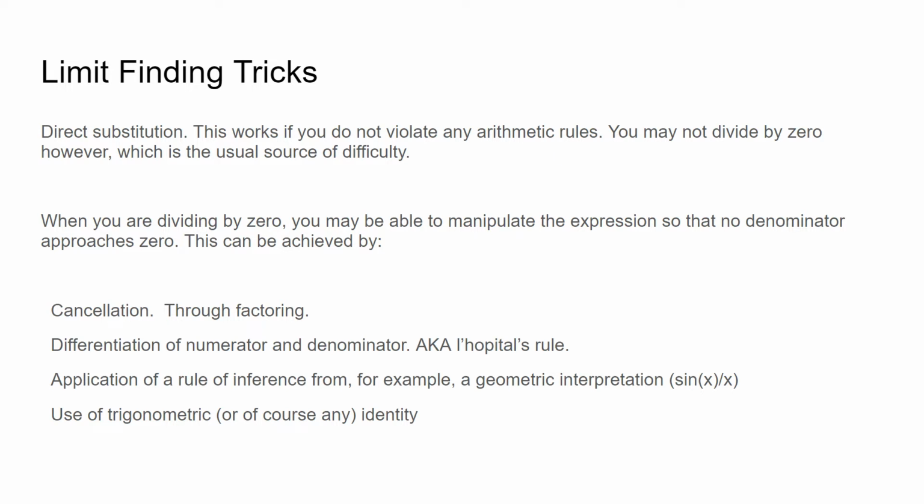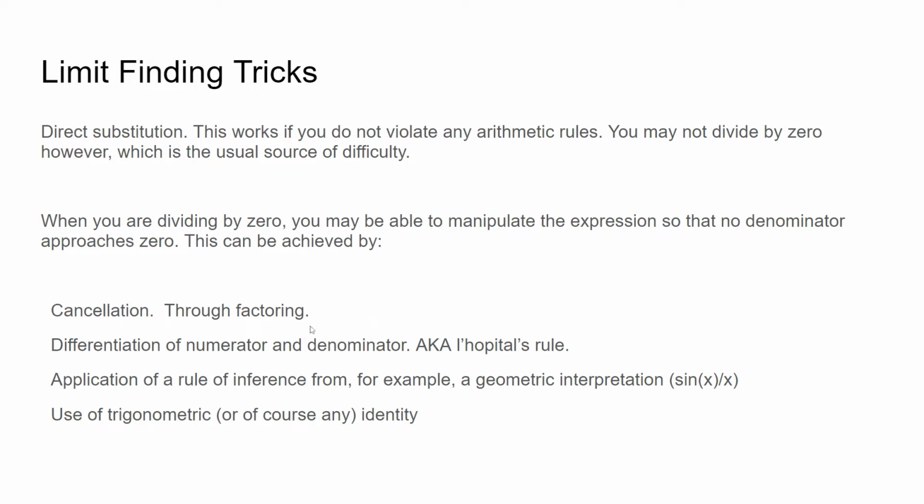And the only rule you really have to be worried about is whether or not you're going to be dividing by zero. The other issue might come up if you have an if-then going on in the definition of a function. But basically, you're coping with dividing by zero when you're dealing with limits where direct substitution fails. When you are dividing by zero, you should be able to manipulate the expression so that no denominator approaches zero.